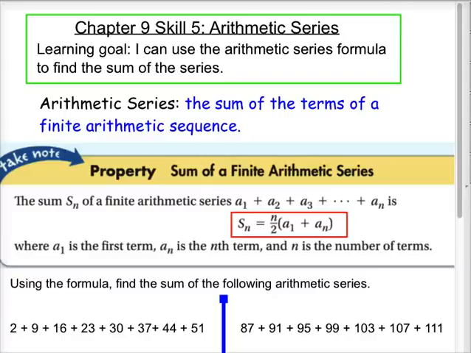Welcome back. So, in this lesson, we're going to move on from sequences to something called a series. Now, a series is the sum of the terms of a finite arithmetic sequence. So, it's still a complete connection to sequences, but now instead of just listing the terms, a series is when we add those terms together. Now, again, today we're only going to focus on arithmetic and determining those.